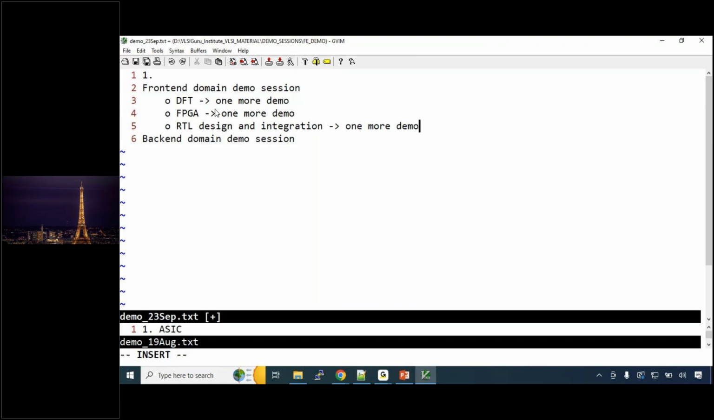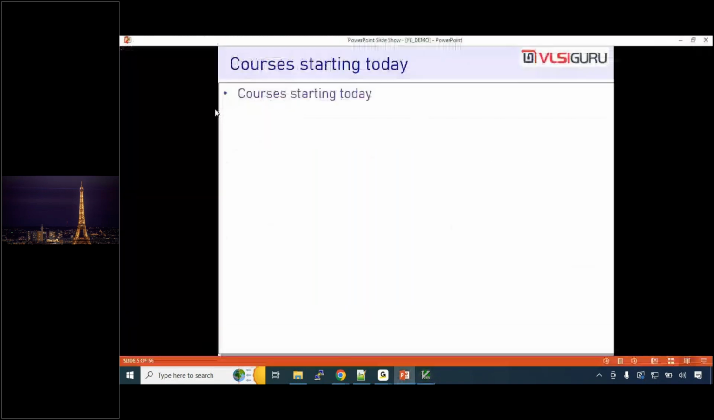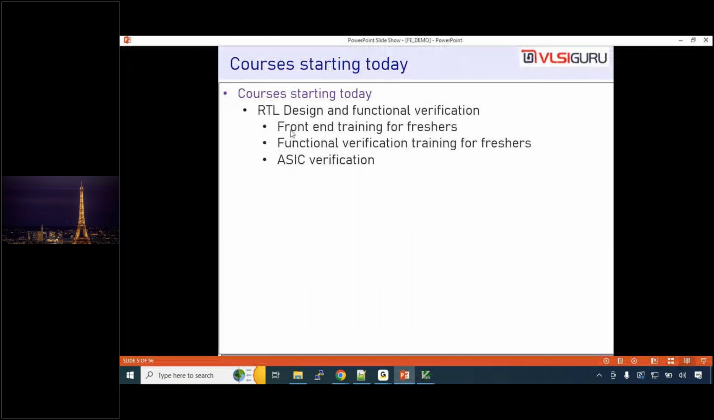Today's demo will be focused on functional verification along with these topics as well. So what are all the courses starting today? The first course for which we are doing the session is RTL design and functional verification.